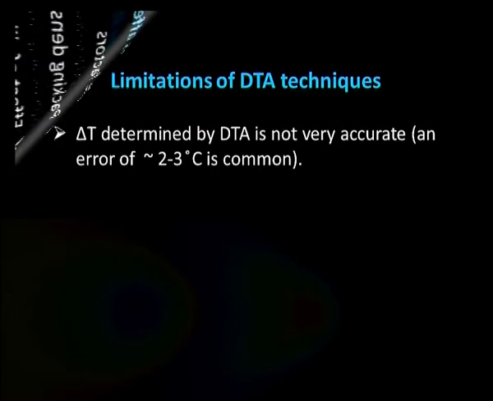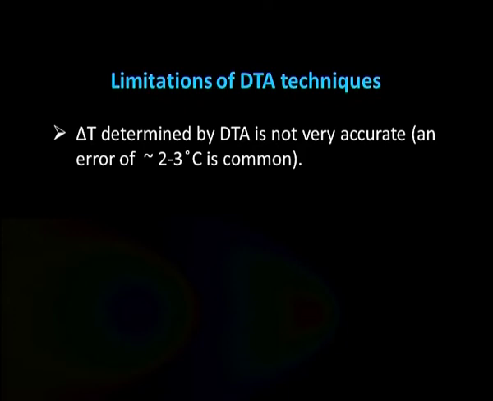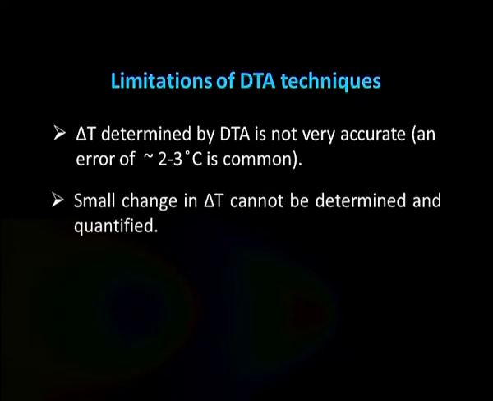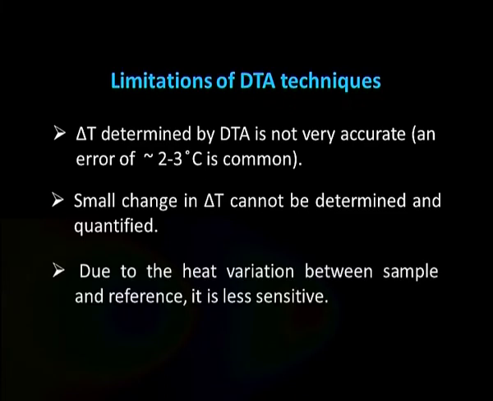The value of delta T determined by DTA is not very accurate. An error of 2 to 3 degrees Celsius is a common error which we frequently see. A small change in delta T cannot be determined and quantified. Due to the heat variation between the sample and reference, the technique is less sensitive.